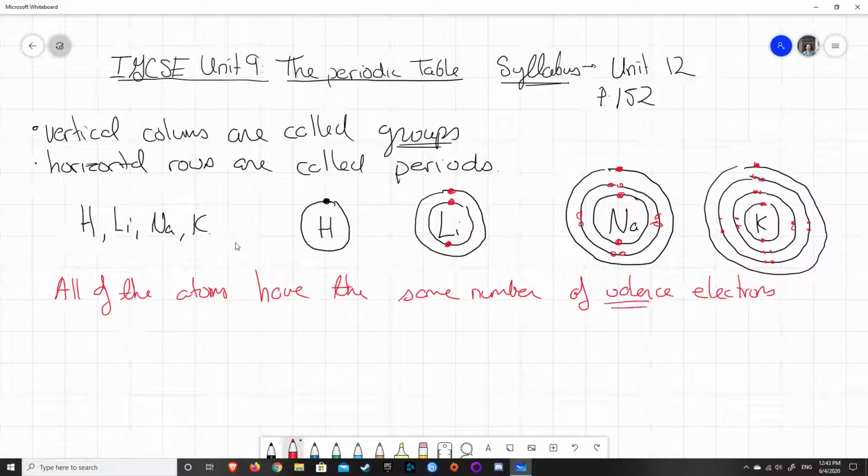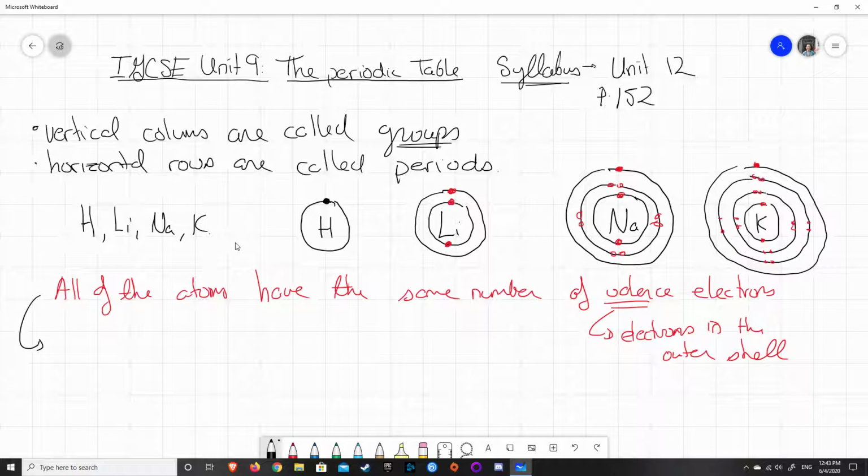And remember, valence electrons means the electrons in the outer shell. So they all have the same amount of valence electrons. You see 1 here in the outer shell, 1 here, 1 here, and 1 here in the outer shell. So we've got the same amount of valence electrons.